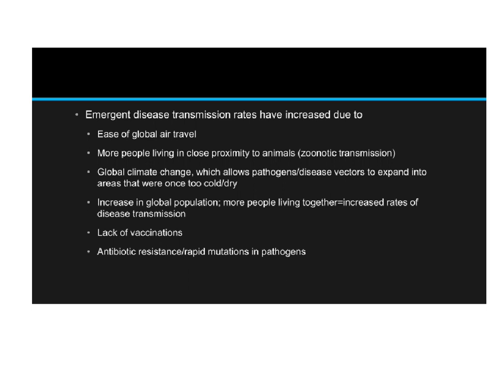Many people are living in close proximity to animals. Again, we call that zoonotic transmission. And this is particularly the case. Bird flu and swine flu were passed because people were living in close proximity to animals. Global climate change. So as the world warms, pathogens that were once restricted to tropical areas, and vectors as well, mosquitoes particularly, are able to expand into areas that were once too cold or too dry.